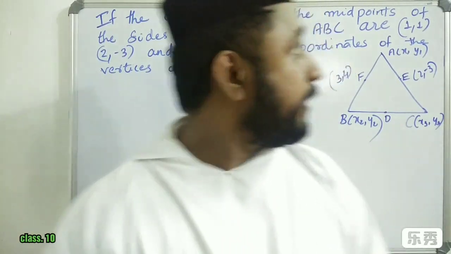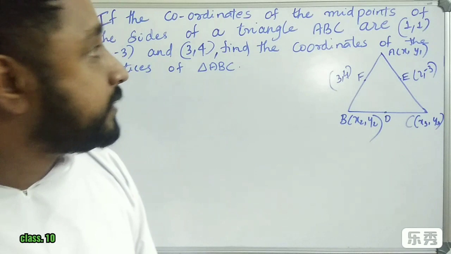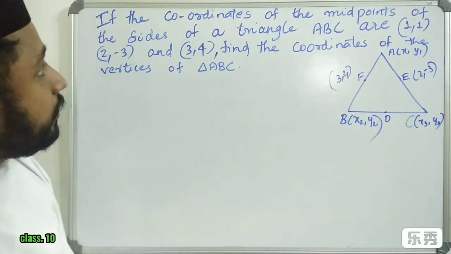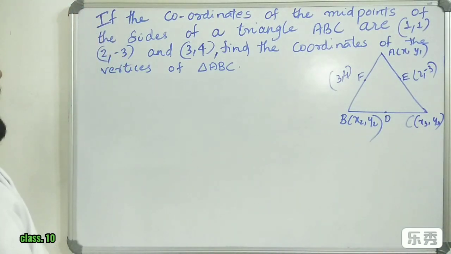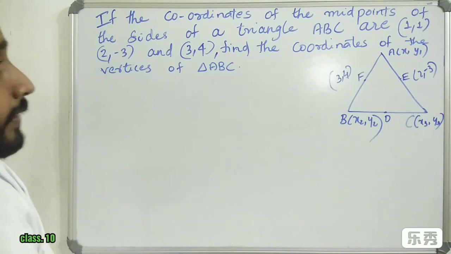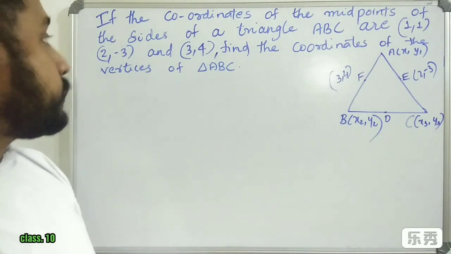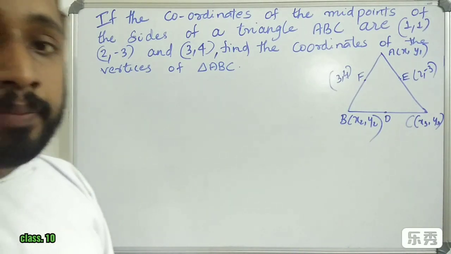In this section, we can discuss some problems from the chapter Coordinate Geometry. First question: if the coordinates of the midpoints of the sides of a triangle ABC are (1, 1), (2, -3) and (3, 4), find the coordinates of the vertices of triangle ABC.